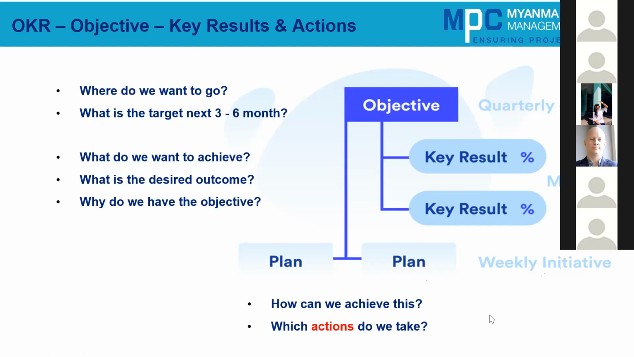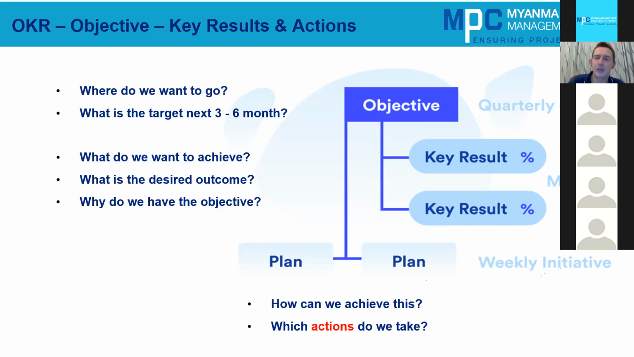Now if we look at these 3 things, if we come back to the question before, if we have, let's say, a 3-month cycle, which of the 3 do you think we can change very fast? Objective, key result, or actions? Okay. Please answer in the chat. Which of the 3 can we change very fast?